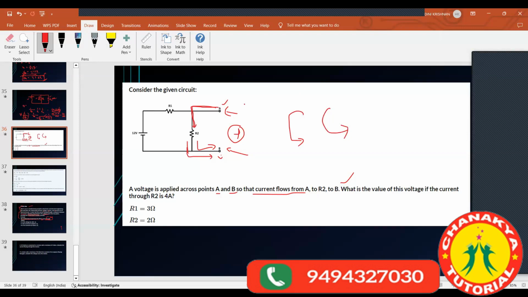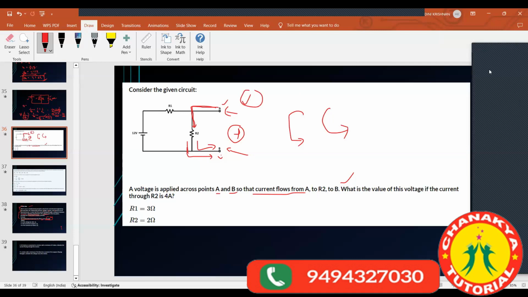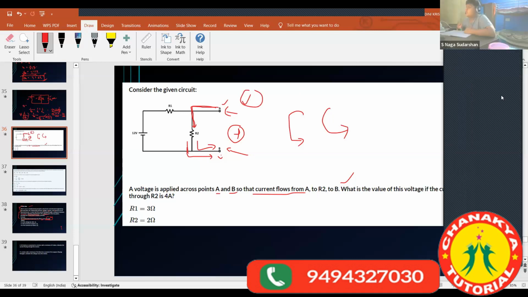This voltage means the voltage applied. Basically, what is the voltage applied? R1 is equal to 3 ohms and R2 is equal to 2 ohms. I'll explain. They're asking us to find the value of this voltage, the voltage being given to A and B, not that other voltage.